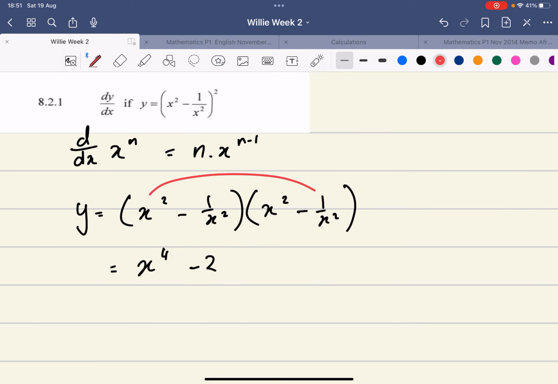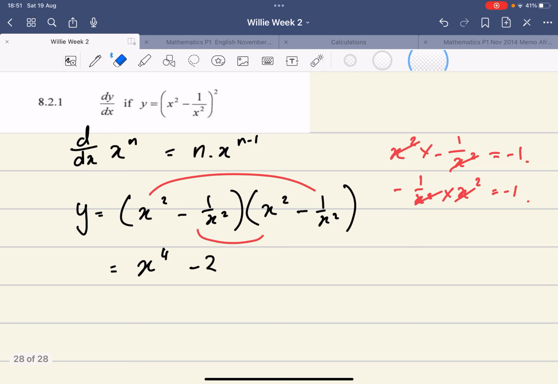That's because, let me just write this out more. That's going to be x squared times minus 1 over x squared. So the x squareds are going to cancel and you'll get a minus 1. Similarly, for this, you're going to have a minus 1 over x squared multiplied by x squared. So the x squareds are going to cancel and you're going to get a minus 1. So that's where that minus 2 is coming from, because you'll have minus 1, minus 1.